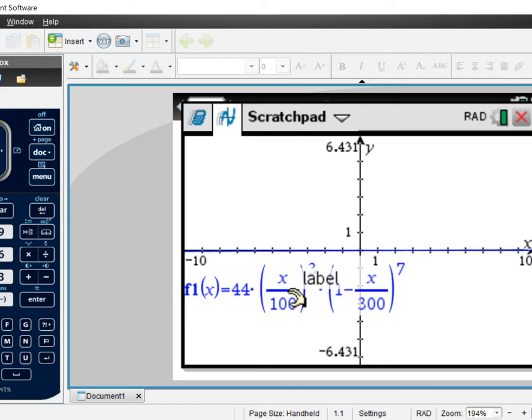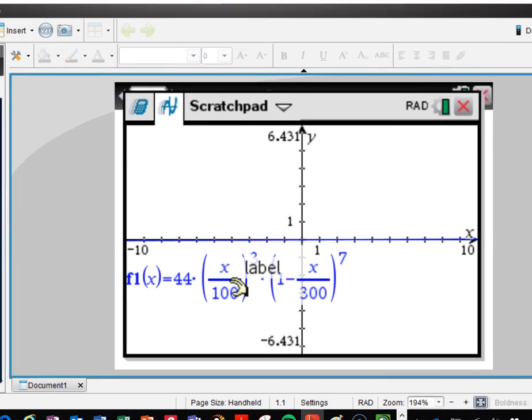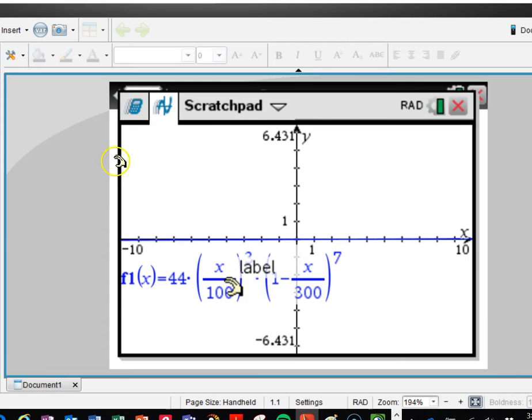On my calculator, I have typed in the function f1 of x equals 44 times x over 100 cubed times 1 minus x over 300 to the 7th power. When I first graphed it in my normal viewing window, I just see this horizontal line. So I know something's wrong. I need to remember that there's a domain restriction here of 0 to 300.